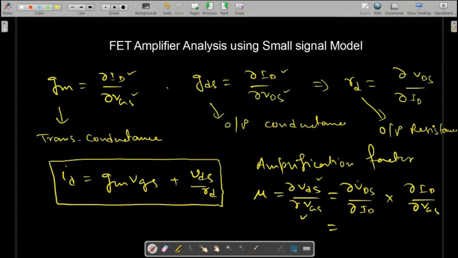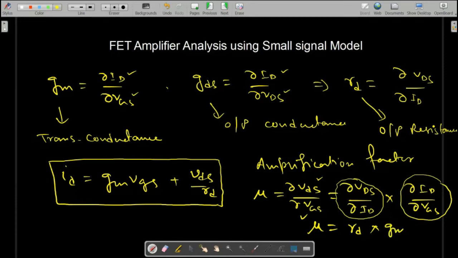What is the first term? RD. So mu equal to RD into the second term, del ID by del VGS, that is GM. It is a relation between mu, RD and GM: the amplification factor mu is equal to RD, the drain resistance or output resistance, into the transconductance. So this is an important relation in case of FET devices. So mu equal to RD into GM.